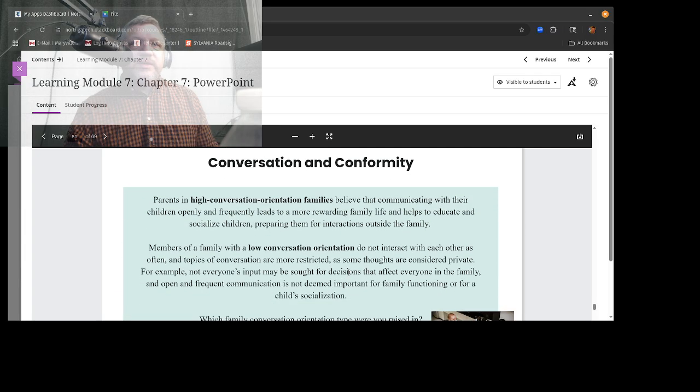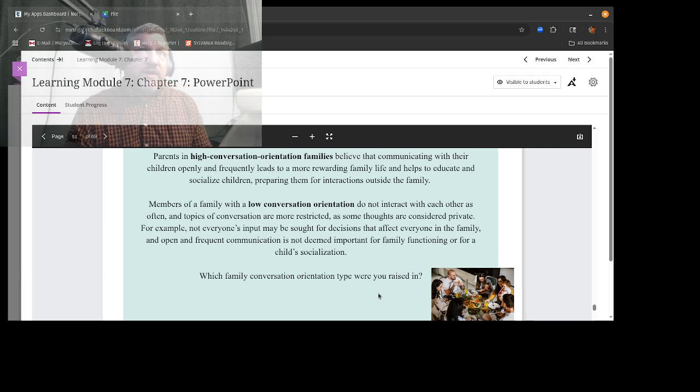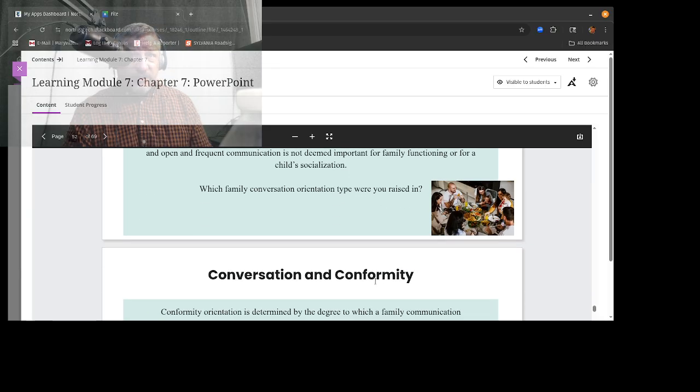Versus low conversation orientation, they don't interact with each other as often. Conversations were very restricted, and some thoughts never should be voiced. They're considered private, right? There's no voting about what we're going to do as a family, or there's no interaction even about what we're going to do. So think about what family conversation orientation type you were raised in, and if you have a family now of your own, which one are you applying now to your household? Are you high conversation orientation or low conversation orientation?